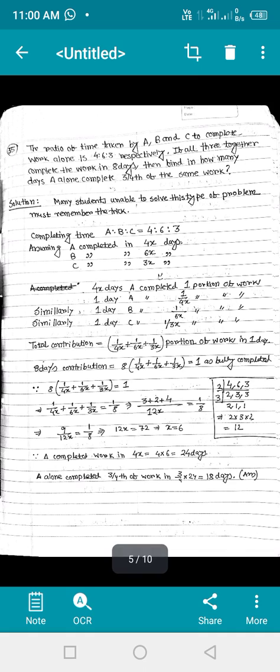Then we come to problem 35. Many students are unable to solve this type of problem. You must remember this problem is very critical. We have to practice it more.